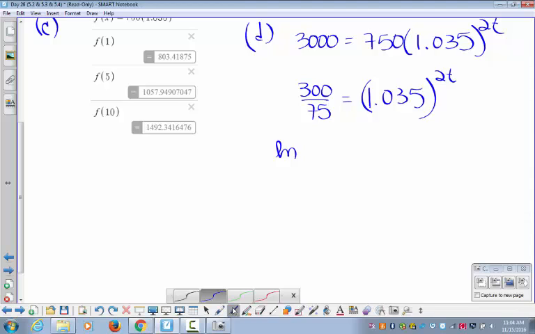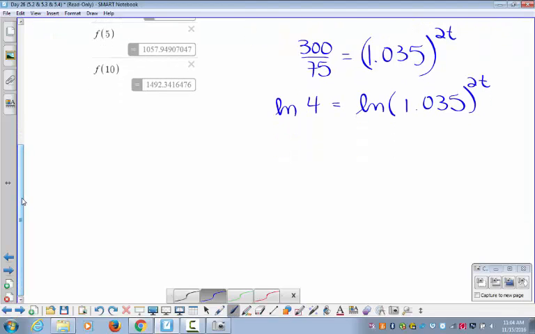Now obviously we can reduce this, 300 divided by 75 is 4. So we're going to have natural log of 4 equals natural log of this side. One of the log properties that we're going to be looking at today is that if you have log of an exponential, what happens with that exponent? You're going to remember it drops out in front as a multiplier. So what's going to come down is 2t, natural log of 1.035. Now we have what we want. We have a linear equation. The exponent of t is 1. And linear equations, simple, right?